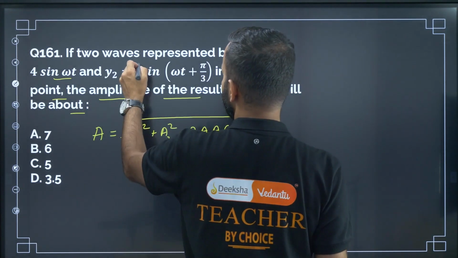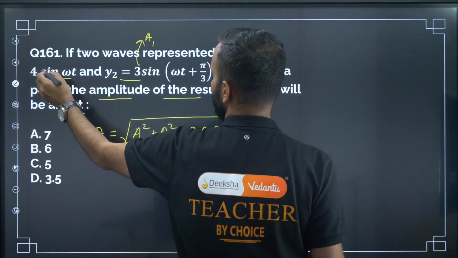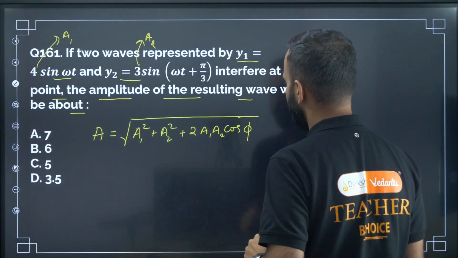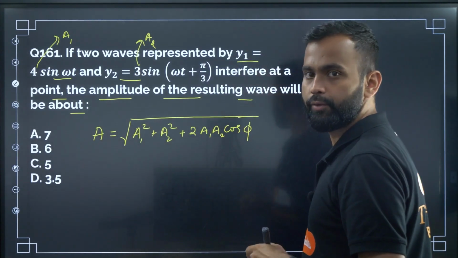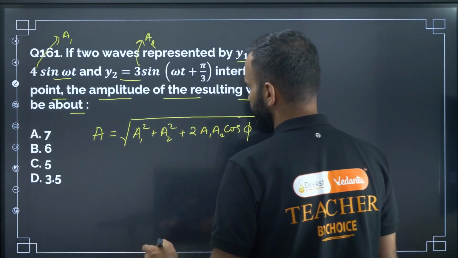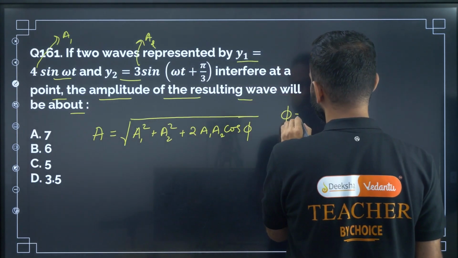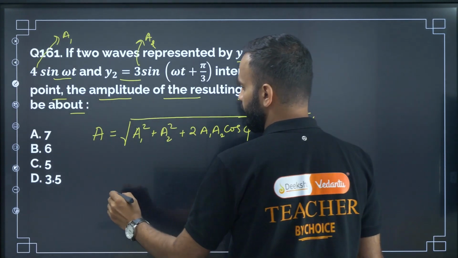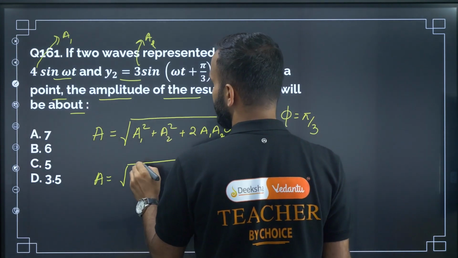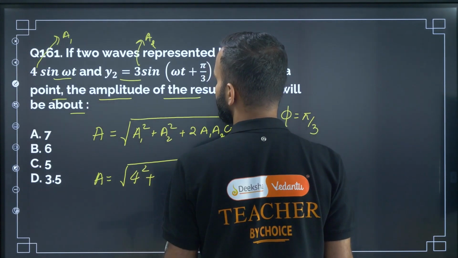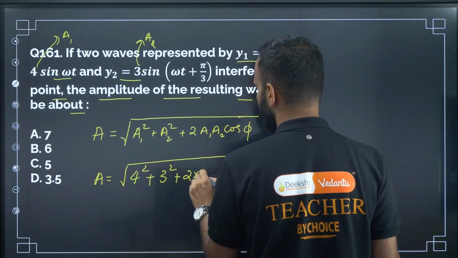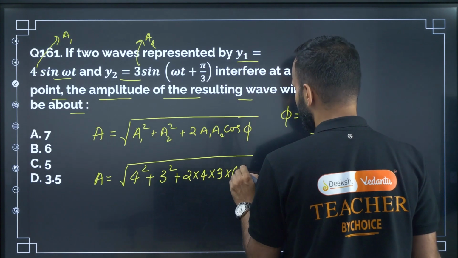So what is the value of a1? a1 is 4, a2 is 3. What is the meaning of phi? Phi is the phase difference. Phase difference phi equal to pi by 3. Now substitute the values. A is equal to root of 4 square plus 3 square plus 2 into 4 into 3 into cos pi by 3.